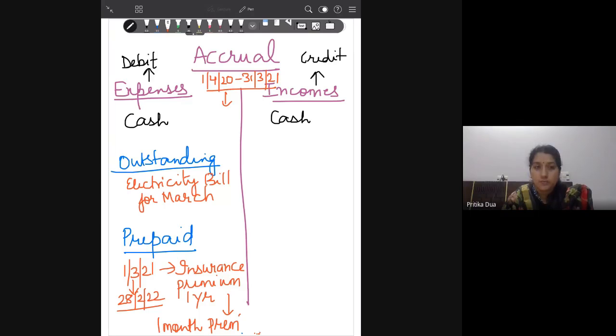Similarly, okay, I hope this is clear. The expense part, outstanding और prepaid का क्या मतलब होता है? If there's any doubt in this, you can ask.